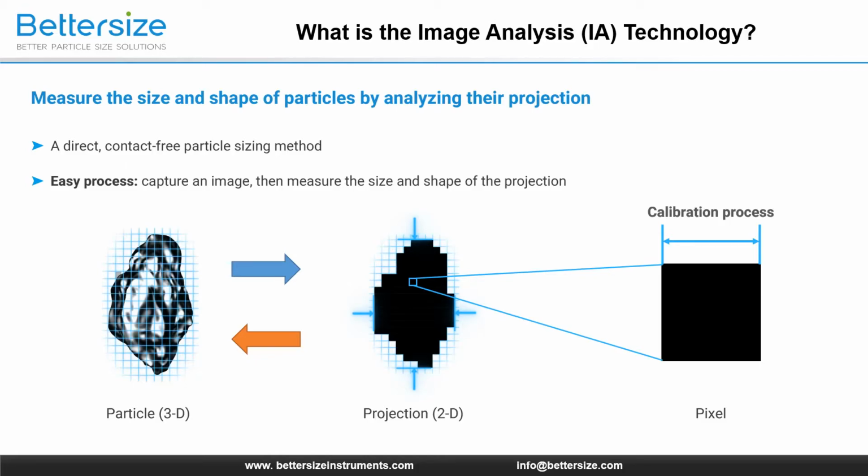particle projection image. The digital image is made up of pixels of the same size and shape. Through the calibration process, we can get to know the actual size of a single pixel and the area. Then, the total size and shape of the particle projection can be easily measured. The size and shape of the 3D particle are measured in this way.